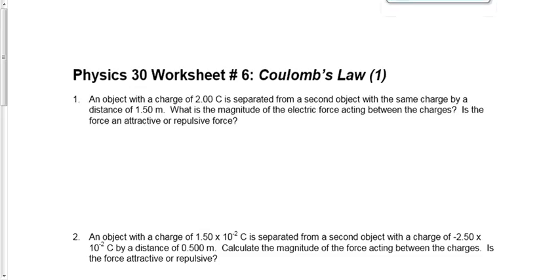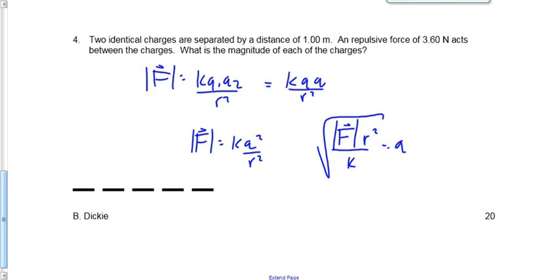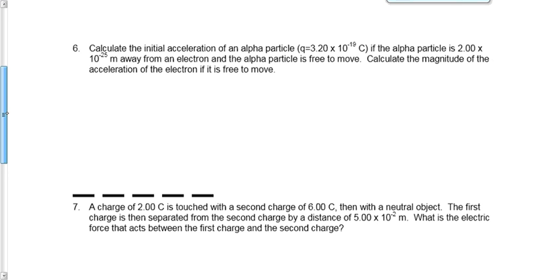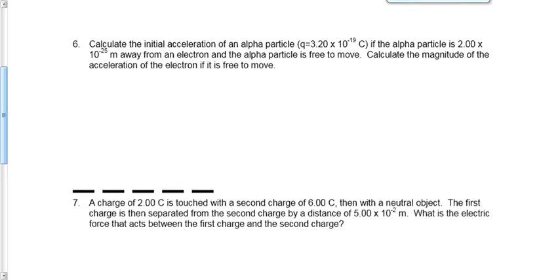We're going to take a look at questions 6, 7, and 8 from our homework last night, worksheet number 6. Scroll down to question number 6. It says, calculate the initial acceleration of an alpha particle. We've never used an alpha particle. We've never seen an alpha particle before, right?